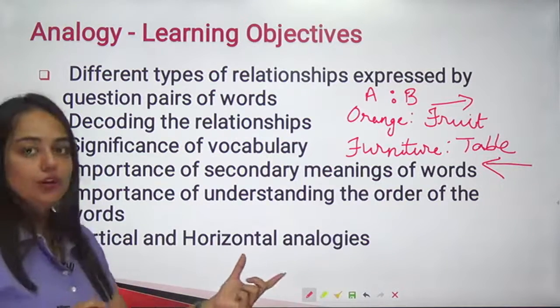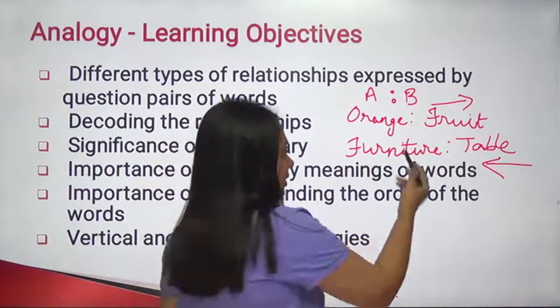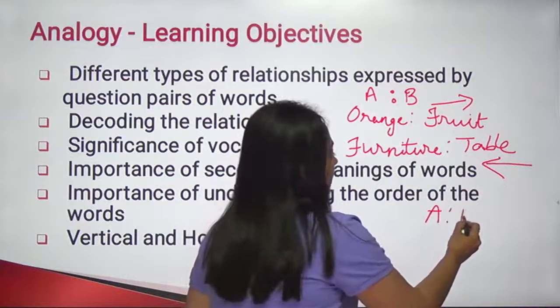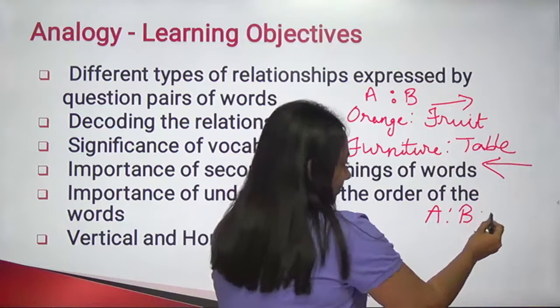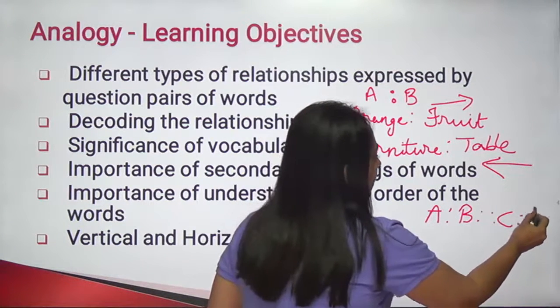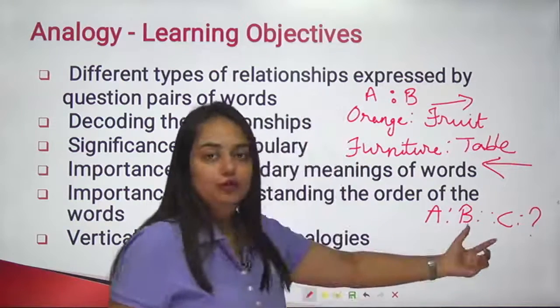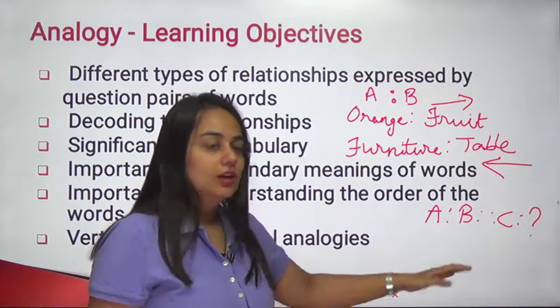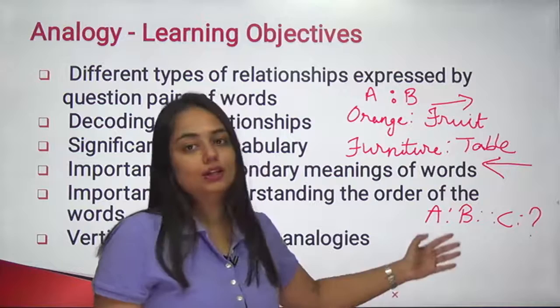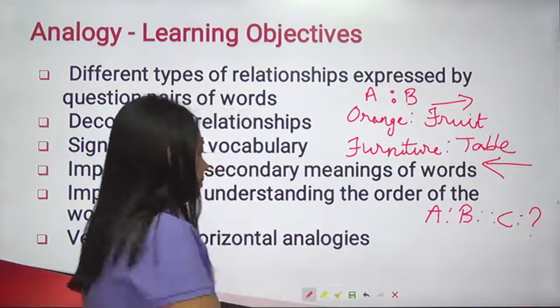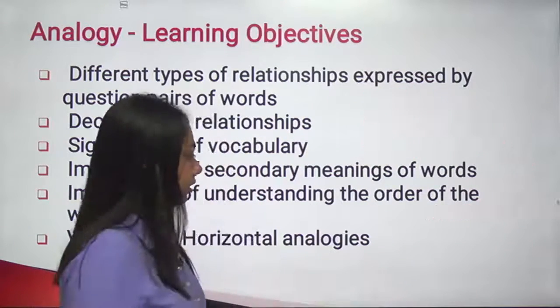Vertical and horizontal analogy. So this one, if you see something like this, A is to B and similarly C is to what? I mean, we have to fit in something in place of D. So you will be given single words in the option. In this case, you have to do it in the form of horizontal analogy.